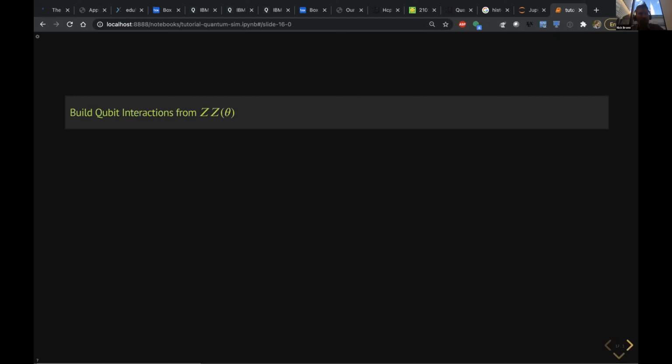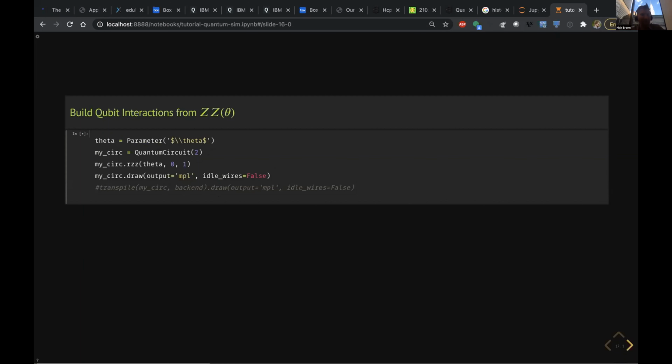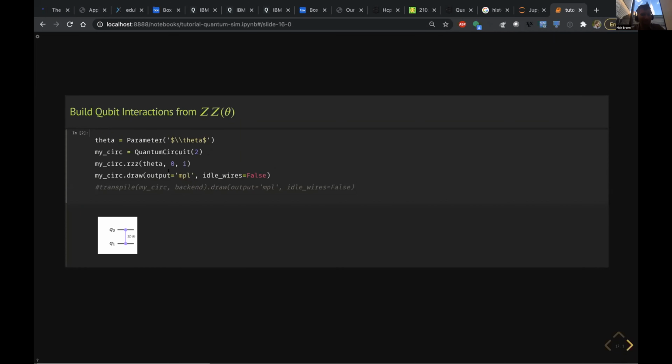So what I'd like to start out with is building interactions out of basic circuits. I think of the ZZ interaction as the fundamental unit, which, if you look at it, just gives you a minus sign when you have both qubits in the one state.